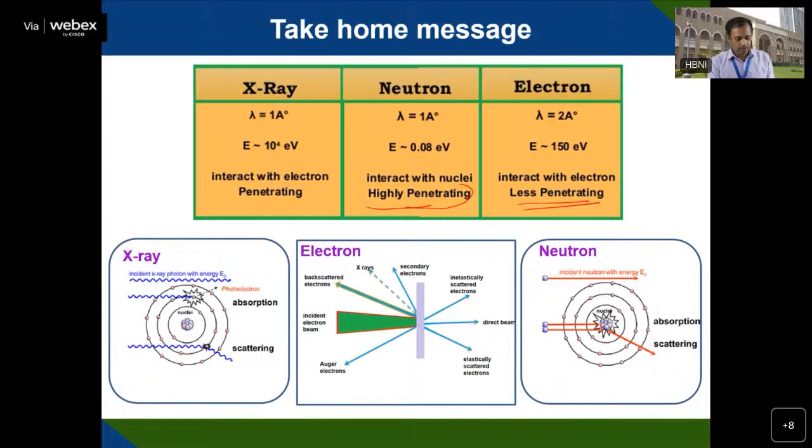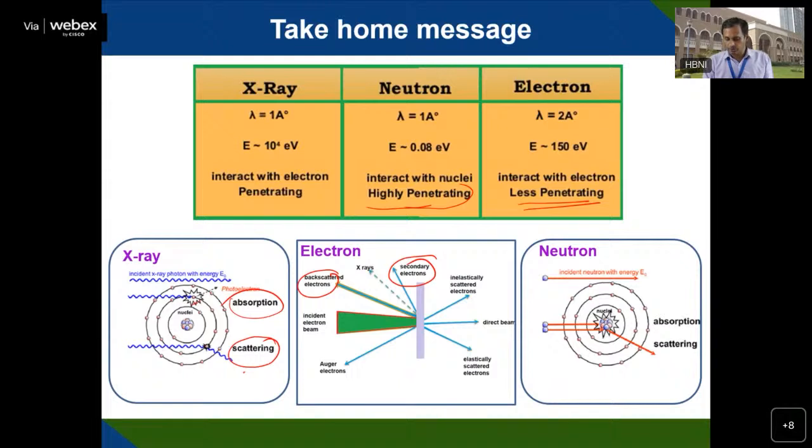For X-rays, there are two main phenomena. One is absorption: the incident X-ray falls on the material and is absorbed. Another is scattering, and depending on the scattering we see X-ray diffraction or X-ray scattering techniques. In X-ray absorption, we will discuss X-ray absorption spectroscopy. In the case of electrons, we can produce backscattered electrons, secondary electrons, X-rays, and Auger electrons, and we will discuss SEM, TEM, and other characterization techniques.